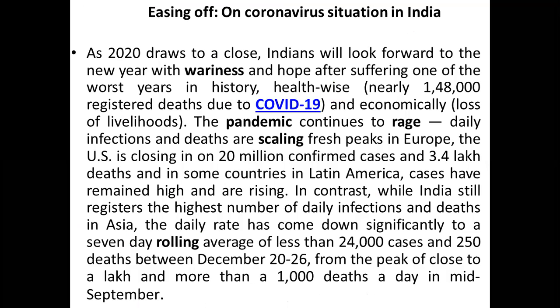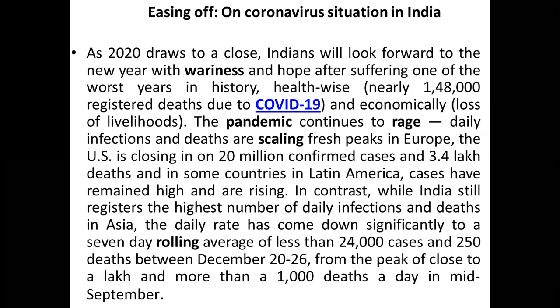Today's title is Easing Off on Coronavirus Situation in India. As 2020 draws to a close, Indians will look forward to the new year with weariness and hope after suffering one of the worst years in history, health-wise. Nearly 148,000 people registered death due to COVID-19, along with economic loss of livelihoods. The pandemic continues to rage.